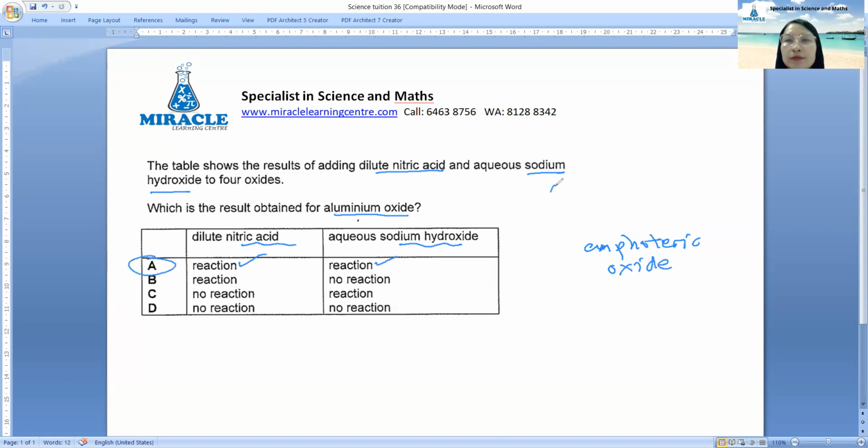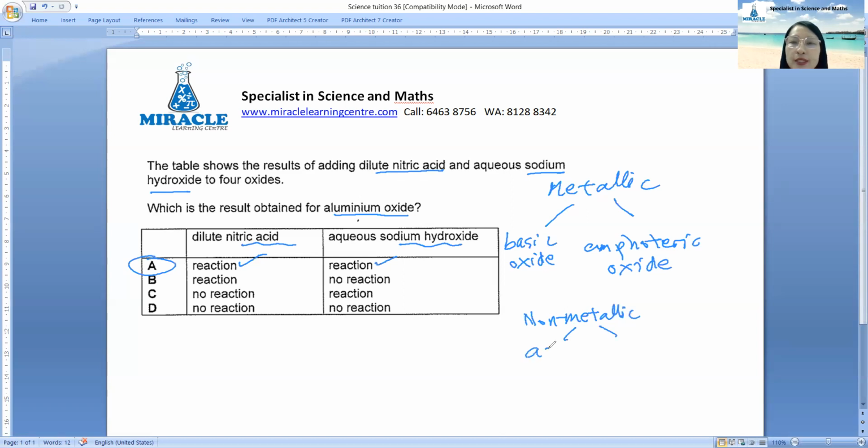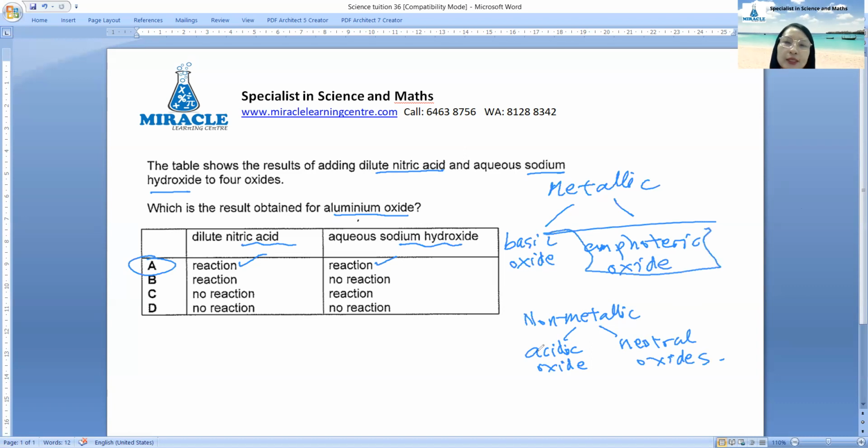Under metallic oxide, we have amphoteric and basic oxide. Okay, these are the 4 different oxides. Then for non-metallic oxides, we have acidic oxides, and we have the neutral oxides. Okay, so these are the 4 types of oxides. Since aluminium oxide is the amphoteric oxide, it can actually react with acid and alkaline.